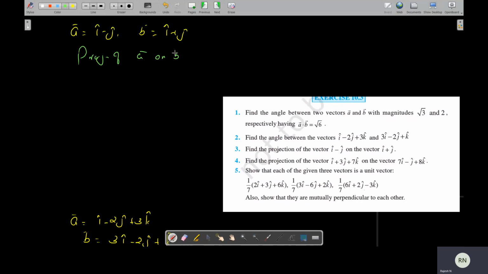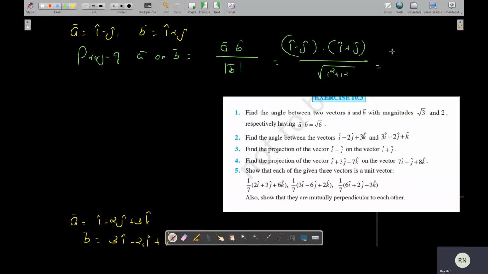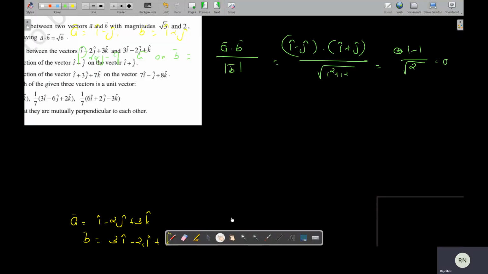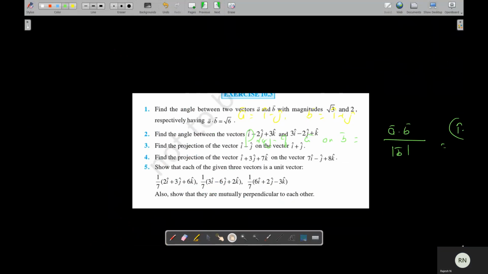Projection of a bar on b bar is equal to a bar dot b bar by modulus b bar. So i cap minus j cap dot i cap plus j cap by root of 1 squared plus 1 squared. So 1 minus 1 by root 2, so 0. So projection of a bar on b bar is 0. Next.